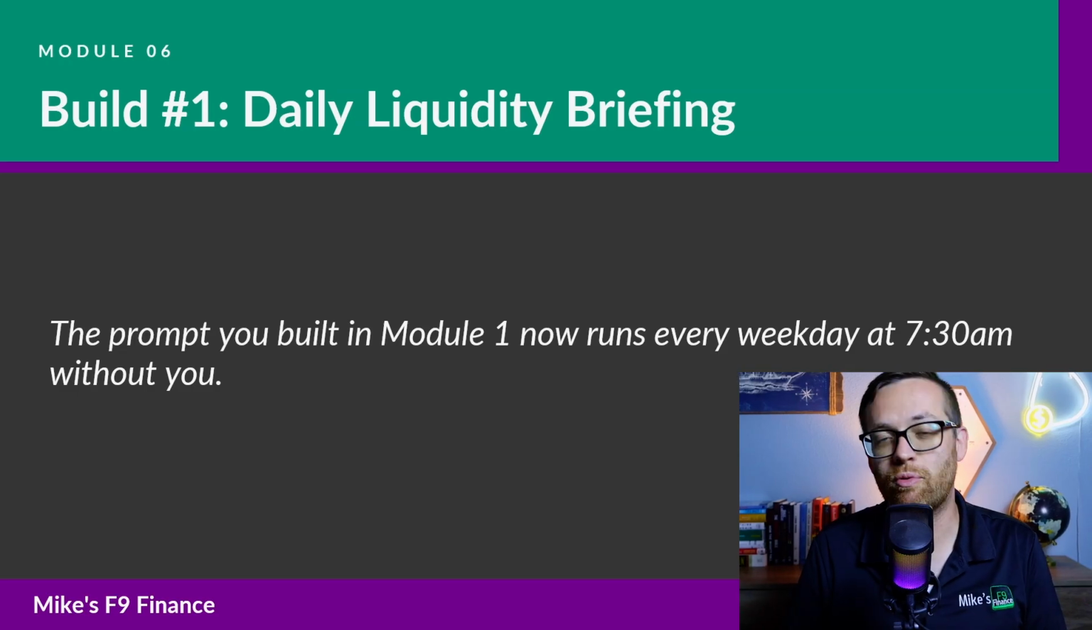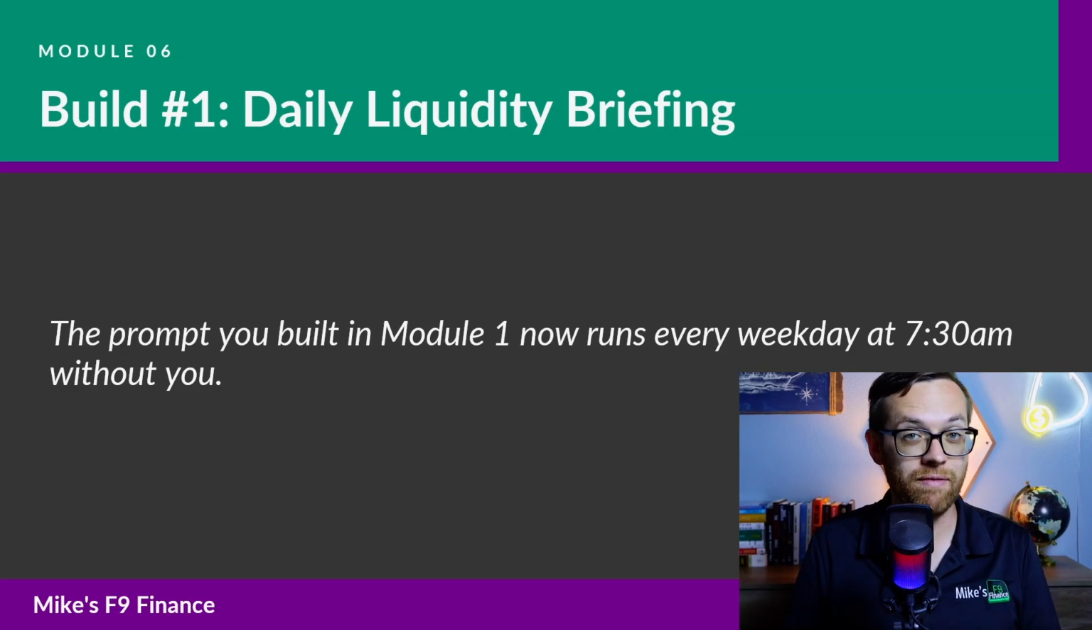In Module 1, you built the prompt. You tested it manually. You took a bank file, pasted it into Claude, and got back a clean, formatted briefing. You learned what a good briefing looks like. You refined the prompt until it was perfect. Now you're connecting it to an automation that runs without you.